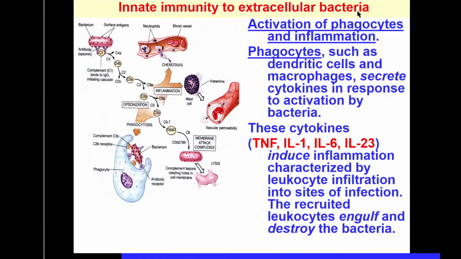Innate immunity to extracellular bacteria. Innate immunity to extracellular bacteria is associated with phagocytosis. Here you see phagocytosis of the bacteria in neutrophils that are attracted from the vessels to the affected area. Innate immunity is also associated with activation of the complement system, at least by the alternative pathway and lectin pathway.